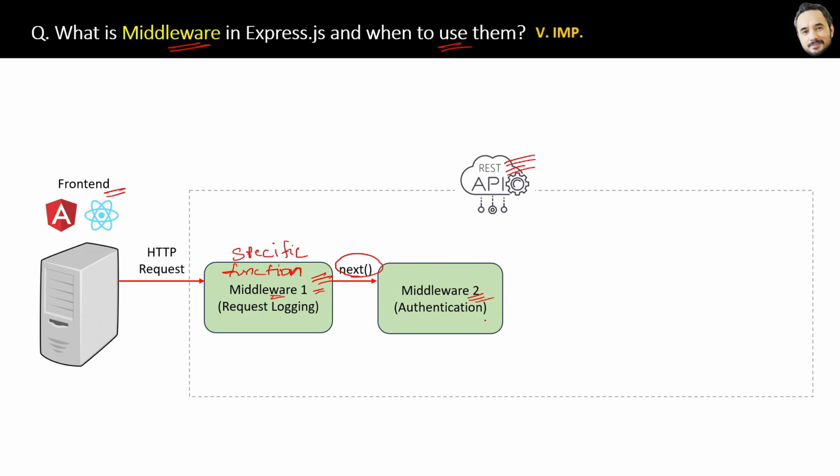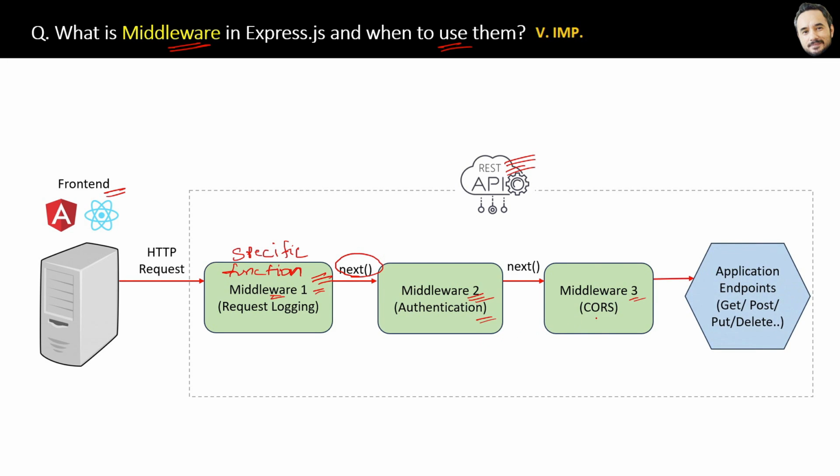Then this second middleware will also execute the code inside it and pass it to the next middleware. And after executing all the middlewares, only then will the request reach the application endpoints like get, post, put, delete. And then the HTTP response will be sent back to the client. So now you can imagine how the request is being processed by the different middlewares.